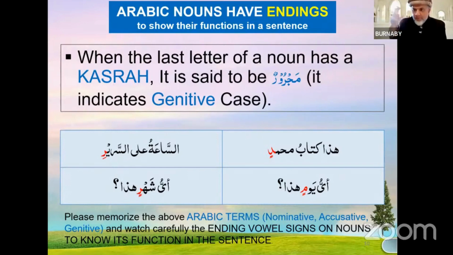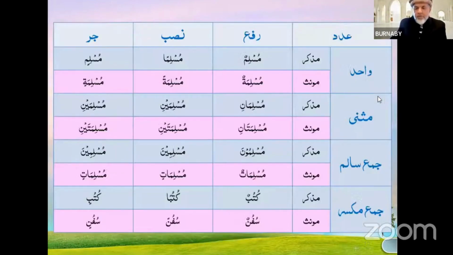So it's sort of a possessor, right? Ayyu shahrin hadha. What month is this? Or which month is this? So shahrin is also in the status of jar. Jar. Okay, mashallah. So far so good.